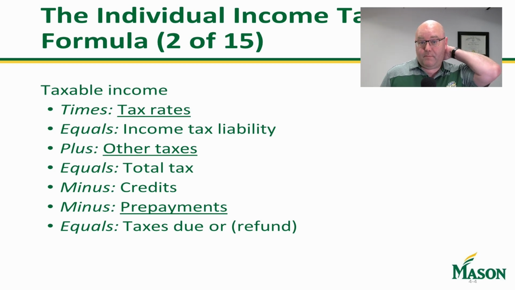Then we subtract prepayments. What's a prepayment? Who would be dumb enough to prepay their taxes? Well, actually, every one of us does. Every one of us prepays our taxes. It's called withholding. I get a paycheck from George Mason. They take a little bit of my salary out of the paycheck, and they hand it off to Uncle Sam and say, this is a prepayment for Mr. Matthews for his tax liability for next year. And that's going to get us to our taxes due or a refund.